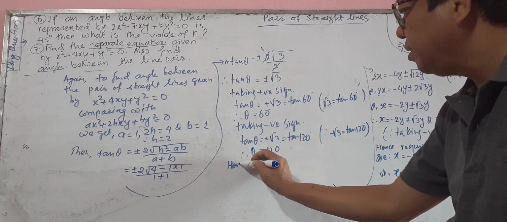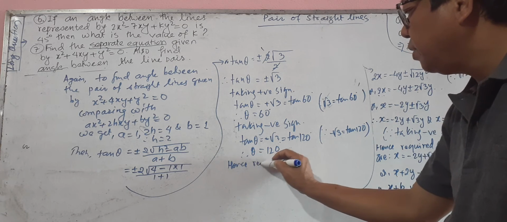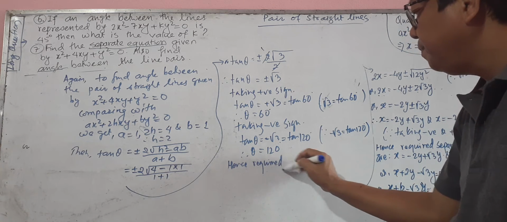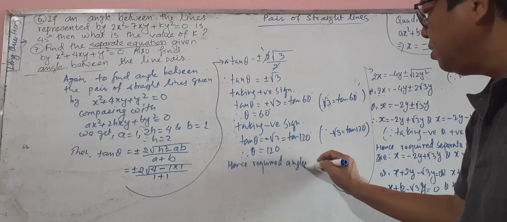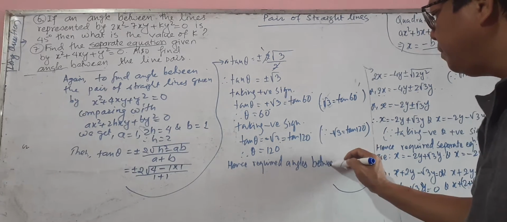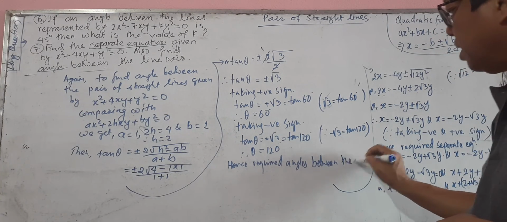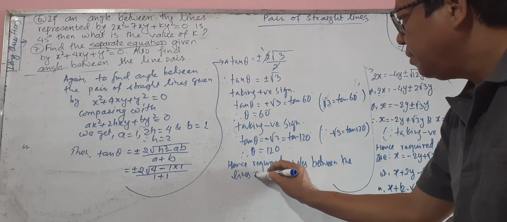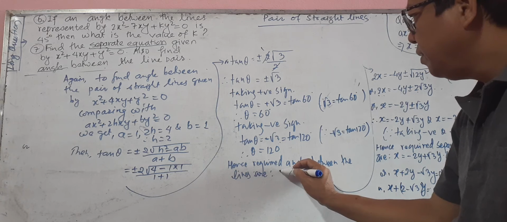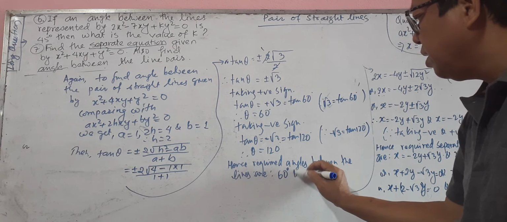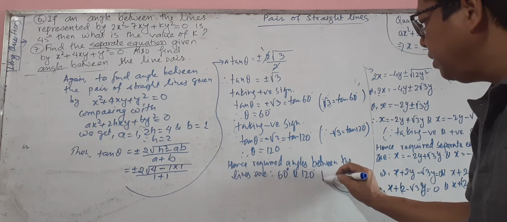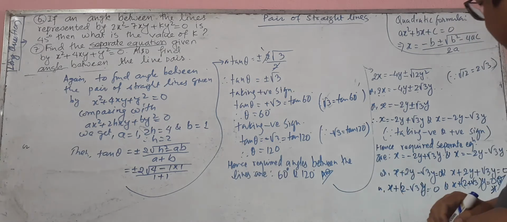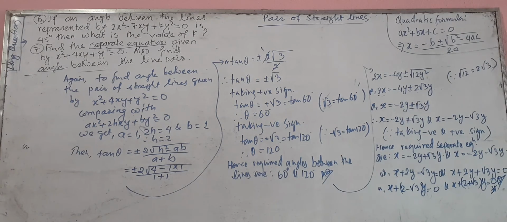Hence, the required angles between the lines are 60 degrees and 120 degrees. This completes the solution of question number 7.